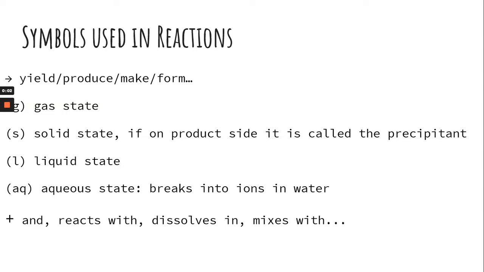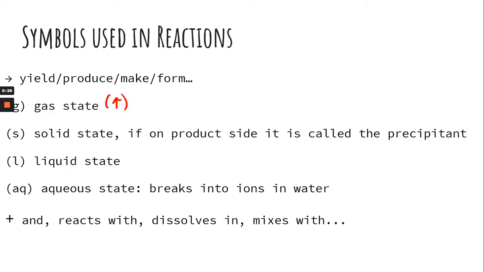Some symbols that are used in the reactions that you need to be familiar with. We have the arrow, which means yield, produce, make, or form. And that's when you're just taking the reactants and turning them into products. G would be for the gas state. If you were to produce a gas, sometimes you might see an up arrow used instead on the product side.